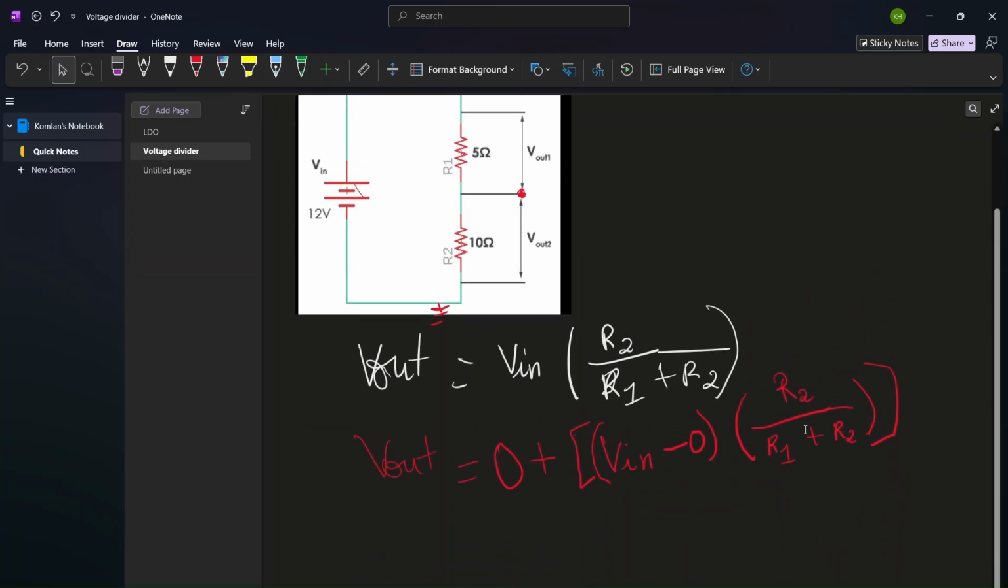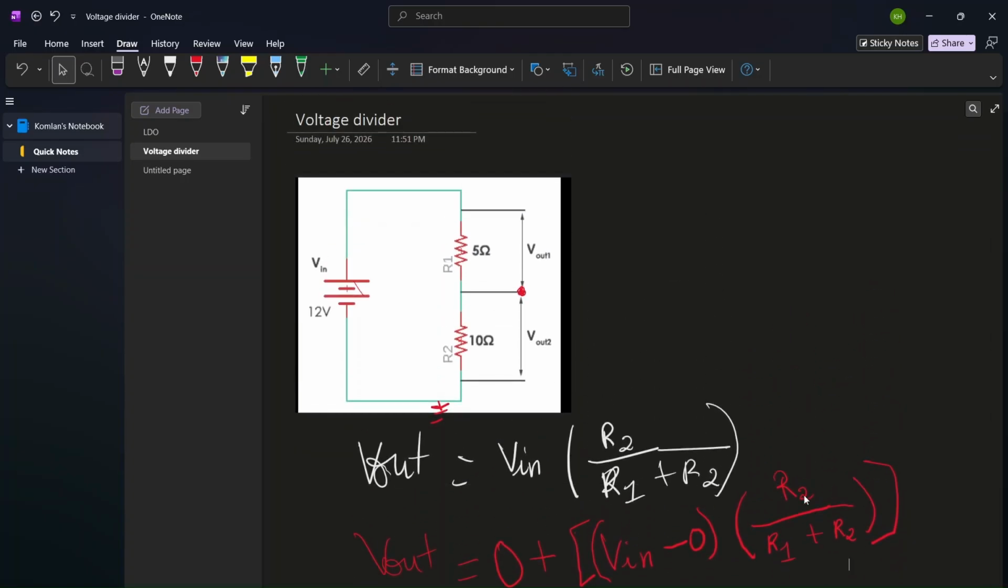Really, if you think about it, this R2 over R is coming from where? We know the voltage difference, right, between this 12 and whatever the reference is here. Our reference is ground, right? There's the voltage difference between V in and the reference being dropped across this whole resistor.